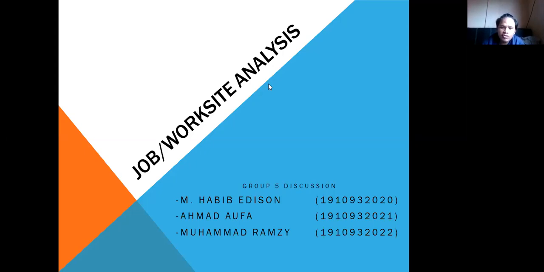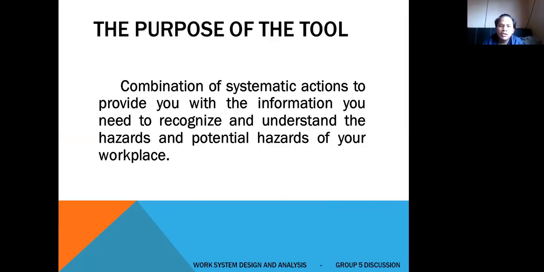So job worksite analysis is one of the problem-solving tools which can manage work activity everywhere to do the work. So first is the purpose of the tool.